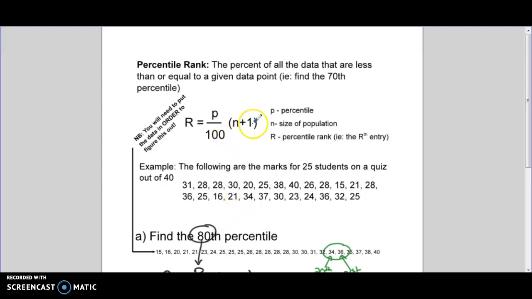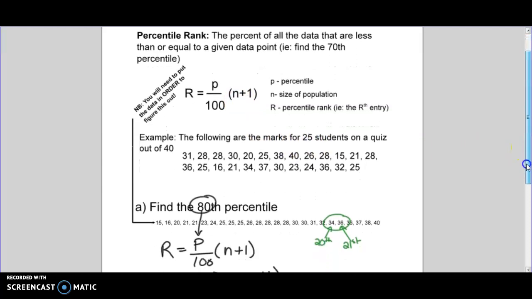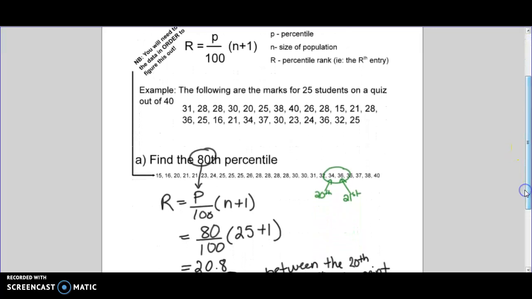To do that, we use this formula here, where it says R equals P over 100 times N plus 1. R is the percentile rank, P is the percentile that you're looking for. In this case, it's going to be 80. And N is the size of the population. In this case, we have 25 students, so that'll be the size of the population. To figure out the 80th percentile, we're just going to plug in all the numbers that we know into the formula and figure it out.